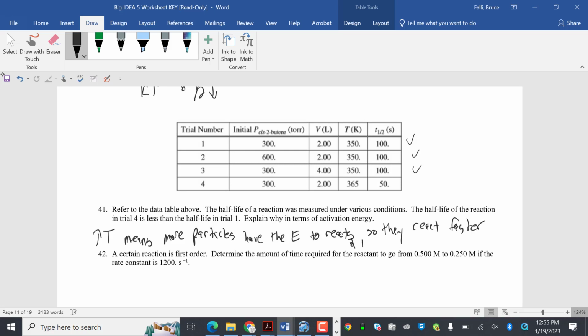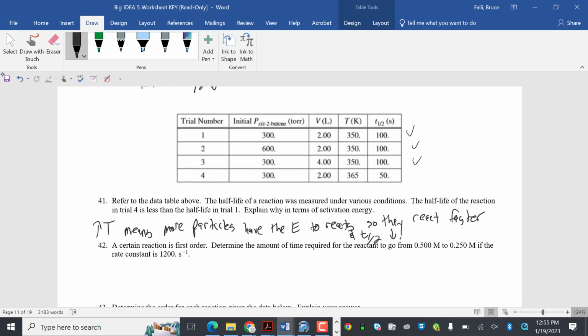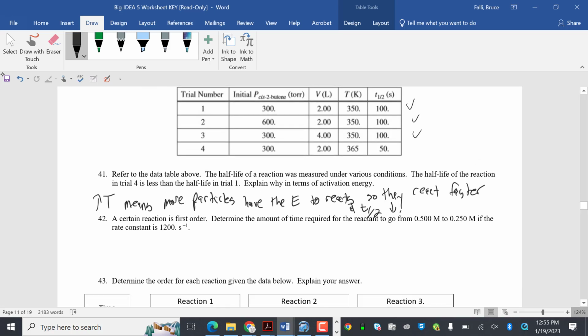And the half-life, if it reacts faster, goes down. A certain reaction is first order. Determine the amount of time required for the reactant to go from 0.5 to 0.25 if the rate constant is that. So first order, we're looking at ln(At) minus ln(A0) equals -kt. So determine the amount of time, which is what I'm looking for.